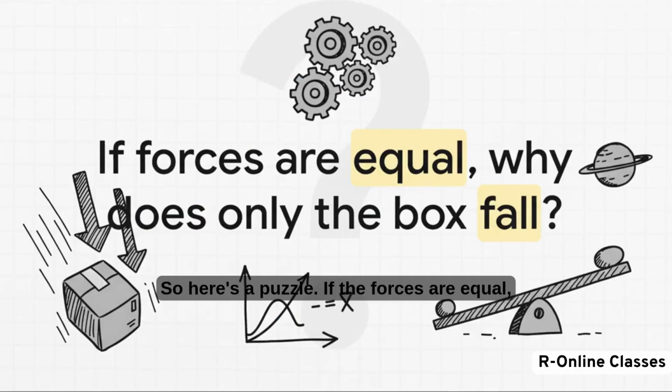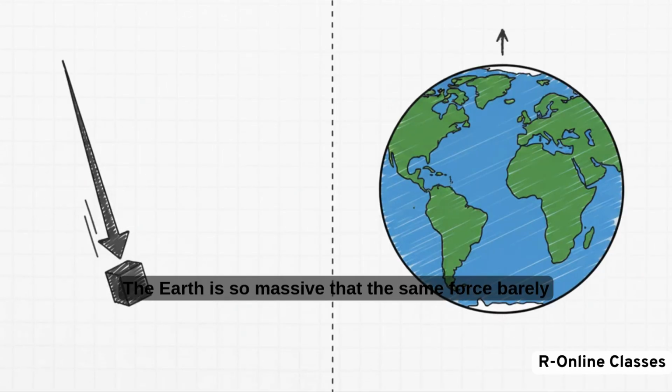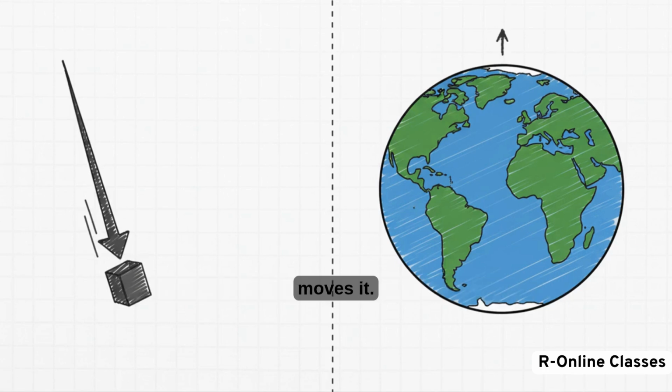So here's a puzzle. If the forces are equal, why does the box fall to Earth and not the other way? It comes back to F equals ma. The Earth is so massive that the same force barely moves it.